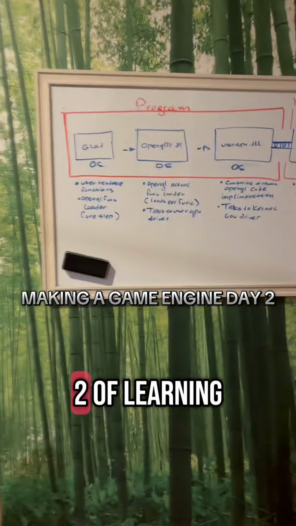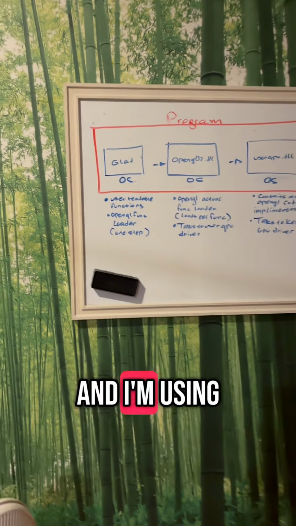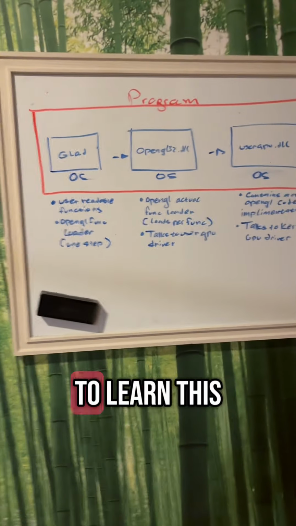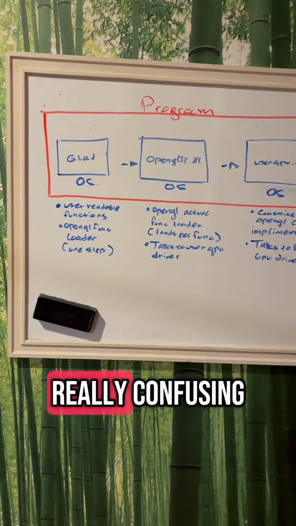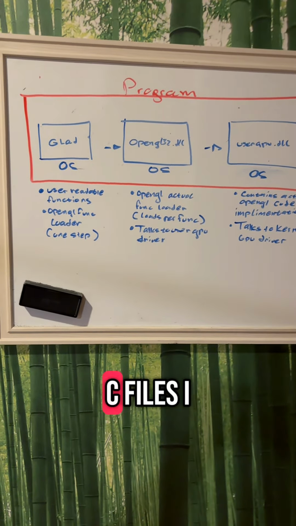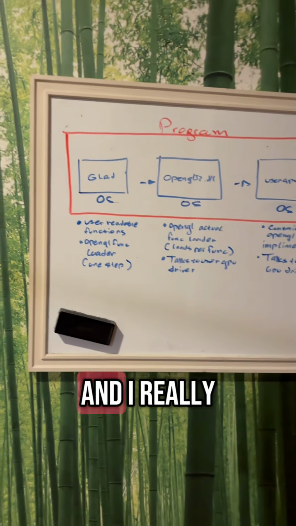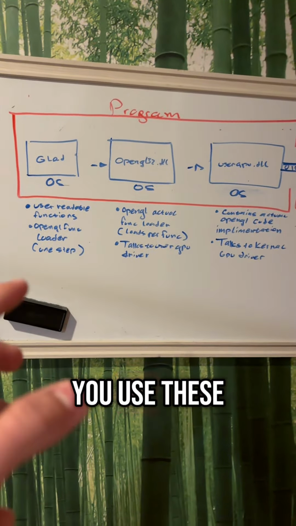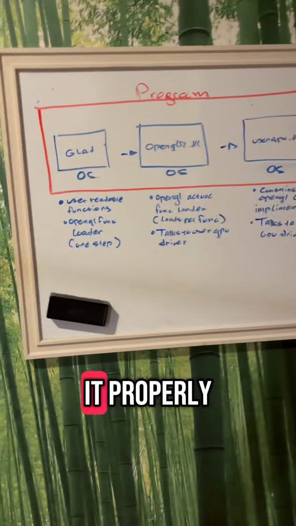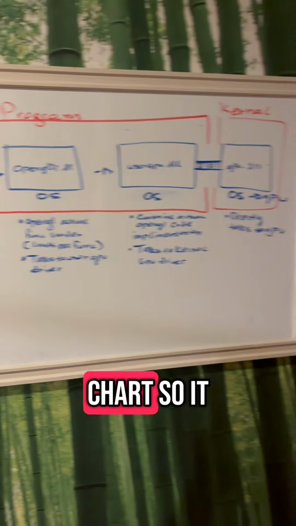Hey guys, this is day 2 of learning how to make a game engine, and I'm using learnopengl to learn this. So basically, I was reading stuff and it got really confusing on what header files and .c files I was implementing, and I really wanted to know the order and the process in which you use these files so I can actually make it properly. So I just made this flowchart so it makes it easier.